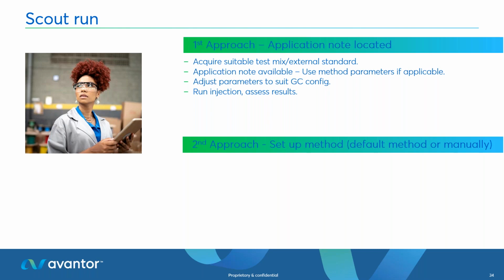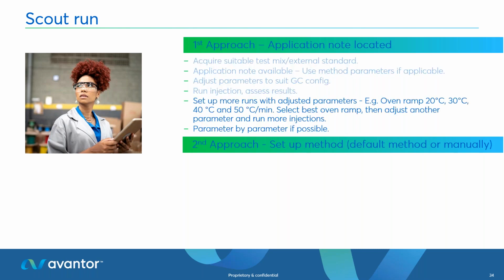Adjust as needed. If you've got different detectors, just double check that what you're going to inject is going to be suitable. When you run your injection, do your first scout run, have a look at what you're seeing, and if you're seeing any major issues, start to change a few parameters one by one, and then do another run, and just keep doing this. And then if you're still seeing serious issues, you can go back and check if there are any issues with the GC.